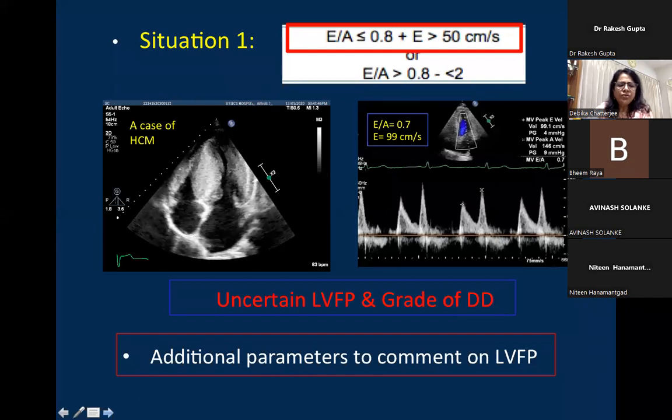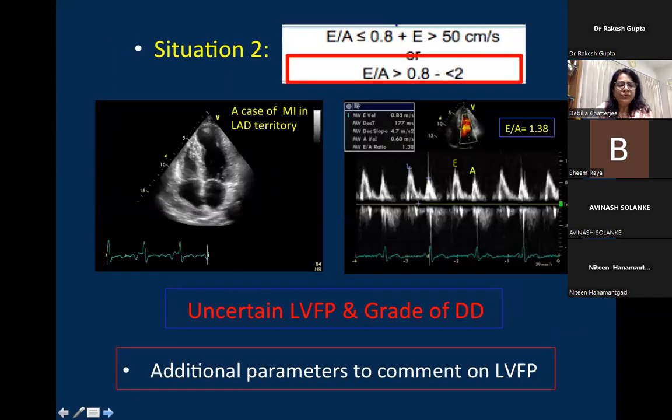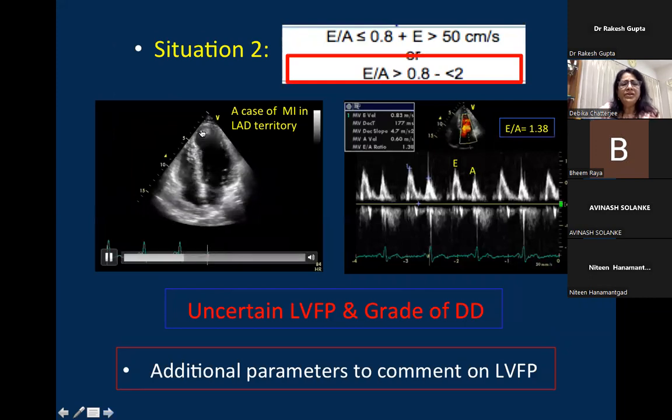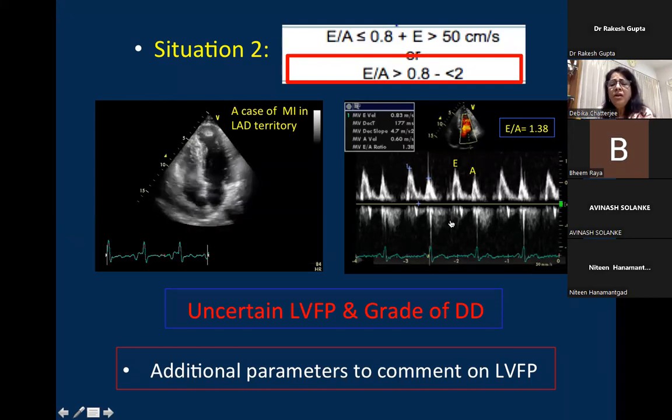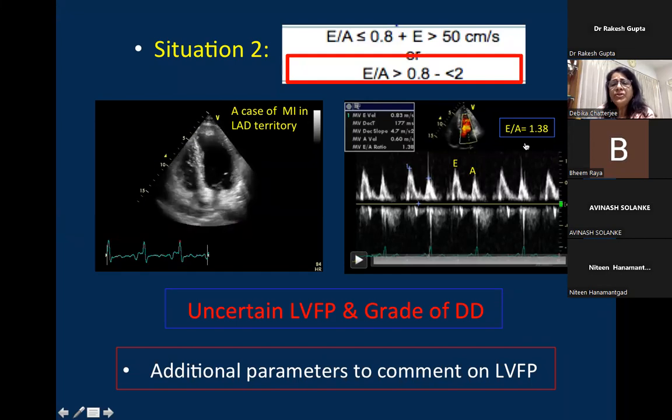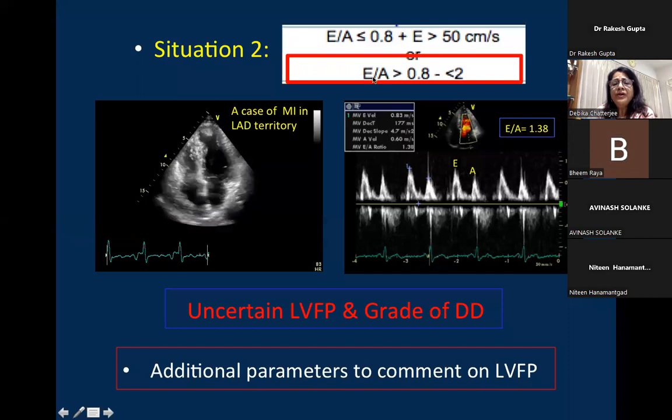And let us see situation 2. Situation 2, you see, this is a patient where there is infarction of the LAD territory. There is a thrombus, you can see. Look at the EA ratio. It is 1.38. So situation 2, E by A more than 0.8 but less than 2. So here also the LV filling pressure is uncertain, so also the grade of diastolic dysfunction.